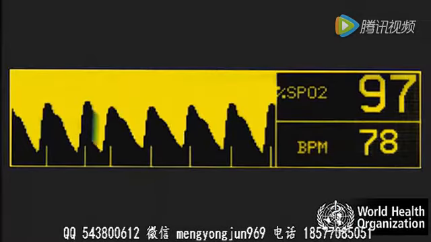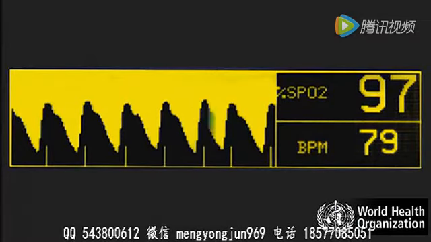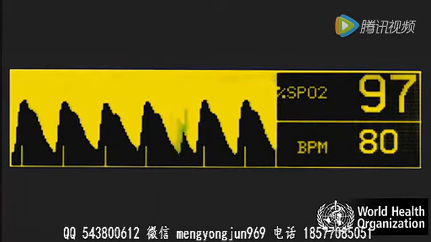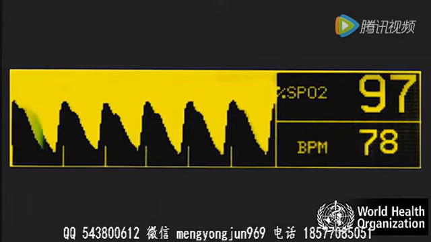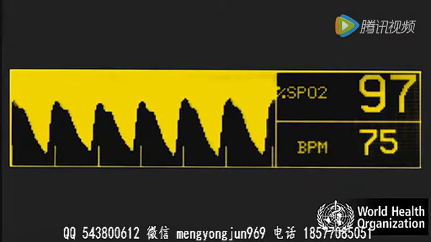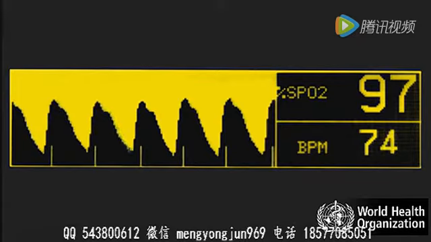Some oximeters display a pulse waveform, or indicator, that illustrates the strength of the pulse being detected. This display indicates how well the tissues are perfused. The signal strength falls if the blood flow becomes inadequate.